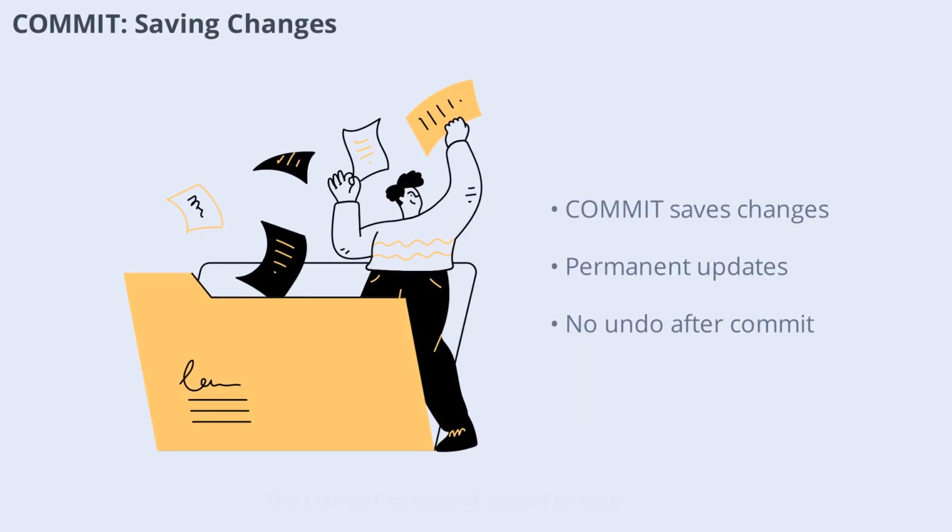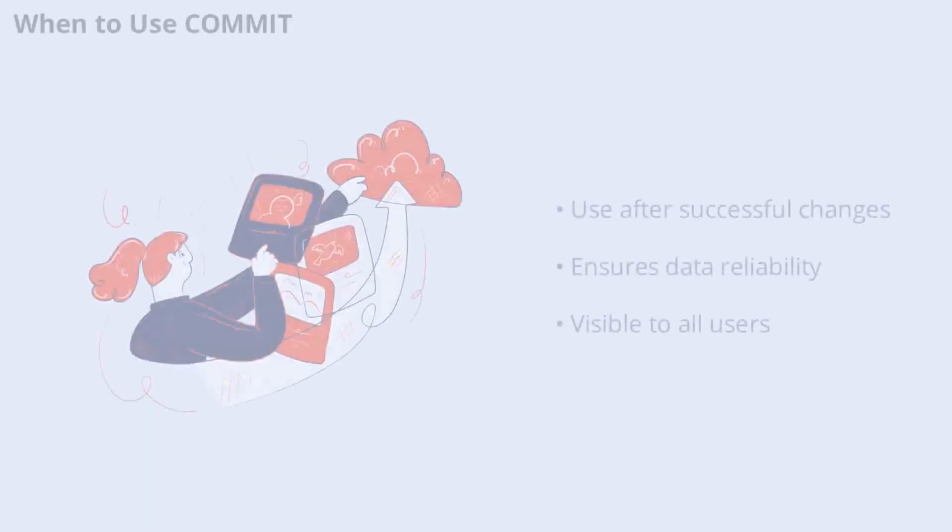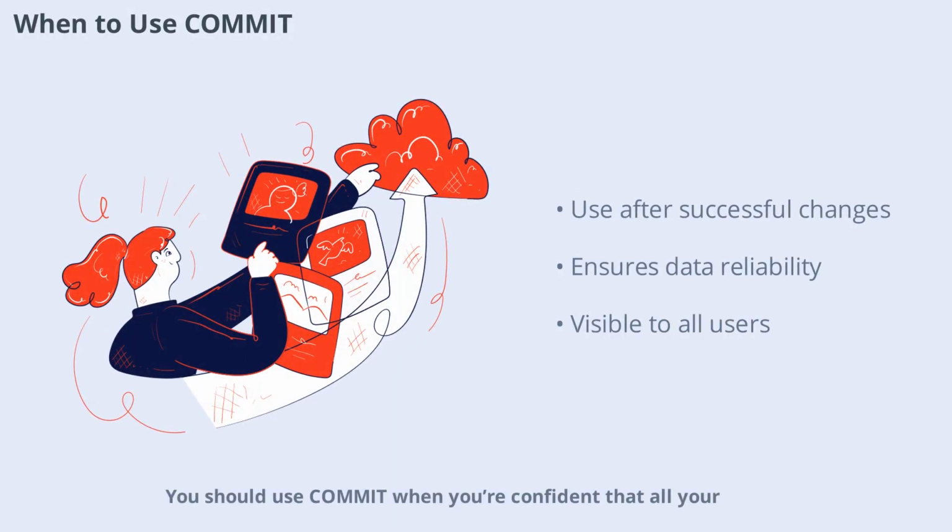The COMMIT command is used to save all changes made during the current transaction. Once you issue a commit, the changes become permanent in the database and can't be undone. This is essential when you're sure that all your operations have been completed successfully and you want to make them official. You should use commit when you're confident that all your changes are correct and you want them to be stored permanently. For example, after updating student marks or adding new records, issuing a commit ensures that your work is saved and visible to others. It's a key step in reliable database management.